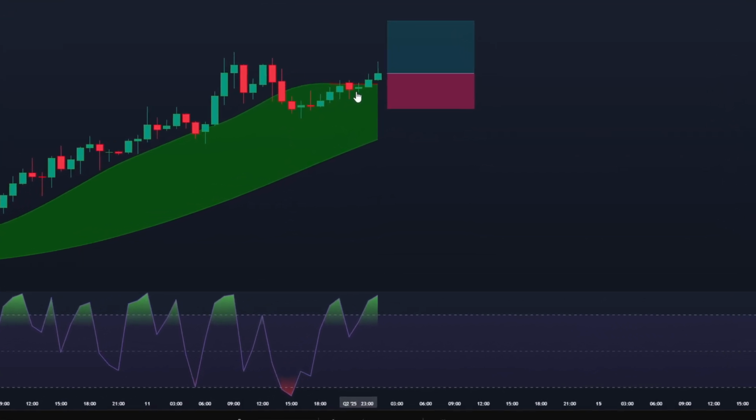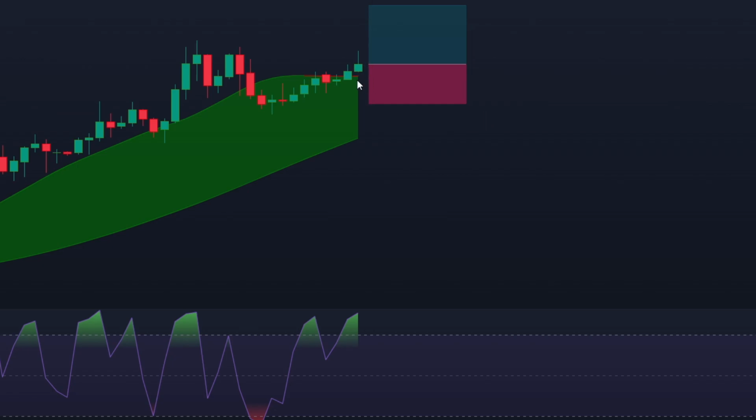For that, we wait until a candle closes fully above the ribbon again. When that candle closes and price is back on top of the band, the buy signal is confirmed. In practice, we open a buy position right at the close of that breakout candle above the ribbon.